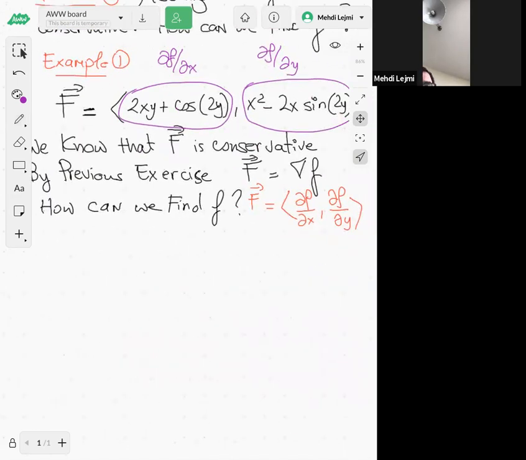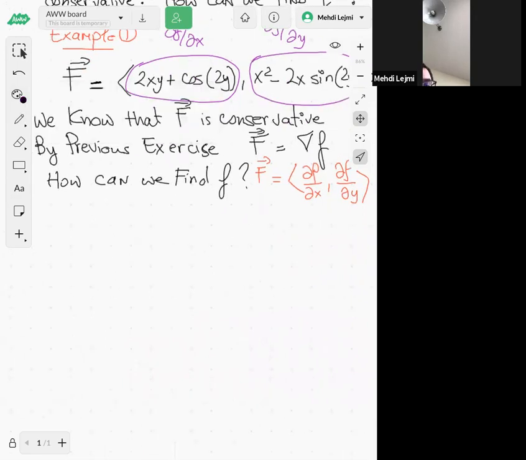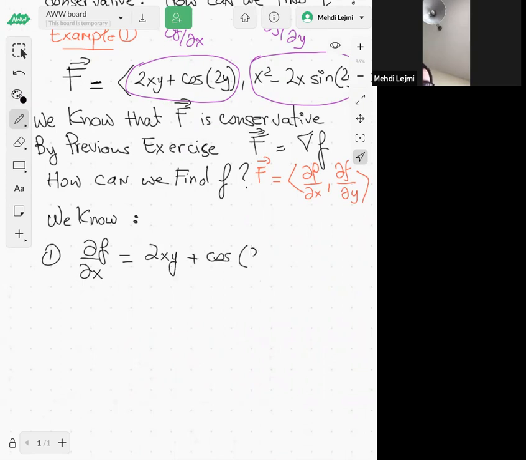Okay, so what we know is the following. We have two equations. I know the derivative of my potential function f with respect to x is the first component. And I know that the derivative of my potential function f with respect to y is the second component, which is x squared minus 2x sine of 2y. So I have these two equations. Now I'm going to use these two equations to find my function f.